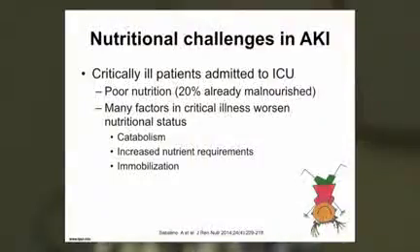The challenges: your critically ill patient admitted to ICU is often in a poor nutritional state. We found that 20% of children might already be malnourished when they're admitted. There are many factors in the critical illness that worsen nutritional status, and we're very familiar with them. Catabolism, increased nutrient requirements, and immobilization contribute to these. And underfeeding is the other problem that we then face in an ICU.